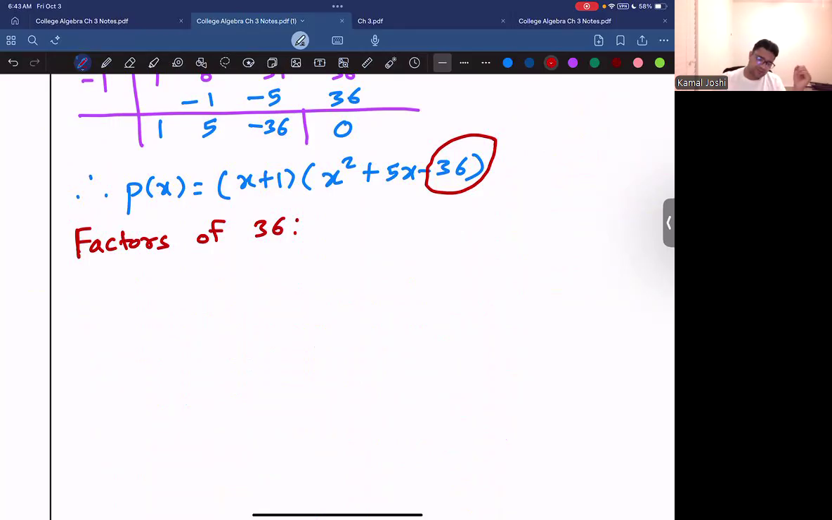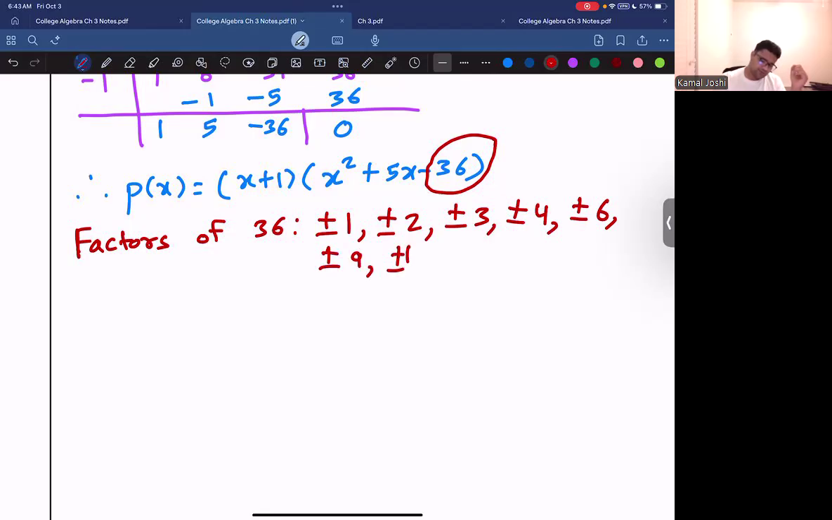The factors of 36 are going to be plus minus 1, plus minus 2, plus minus 3, plus minus 4, plus minus 6, plus minus 9, plus minus 12, and plus minus 36. We write plus minus because it could be either x plus 1 or x minus 1. And 1, 2, 3, 4, 6, 9, 12, 36, right? Those are the factors of the number 36. But we don't have to do all of them, don't worry.